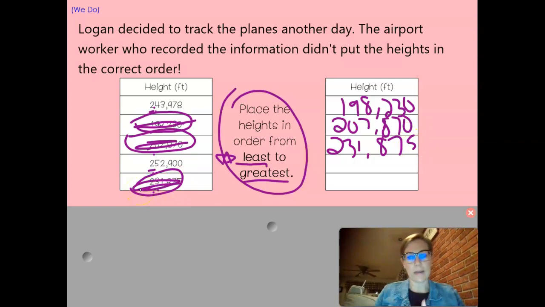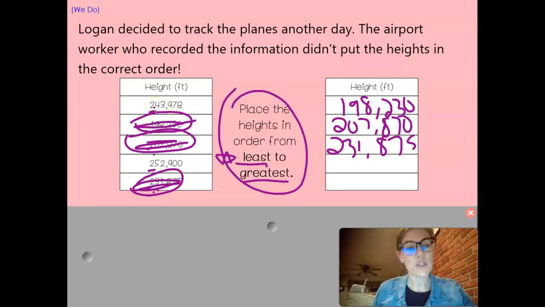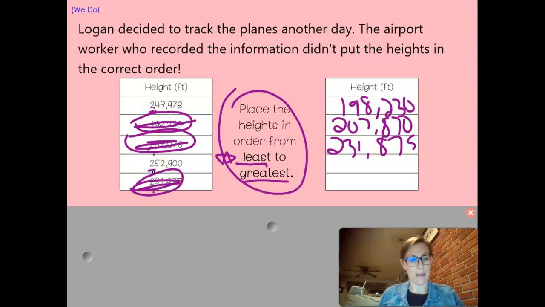We only have 2 numbers left. Which number would you put next on the list? And why? So 243,978 would go next because the second digit of 4 is smaller than the second digit of 5 in the number lower down. Awesome.